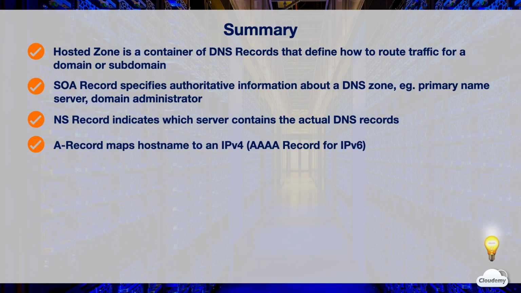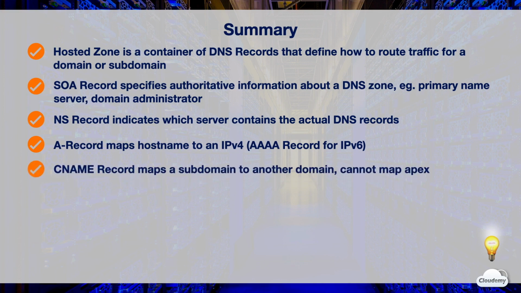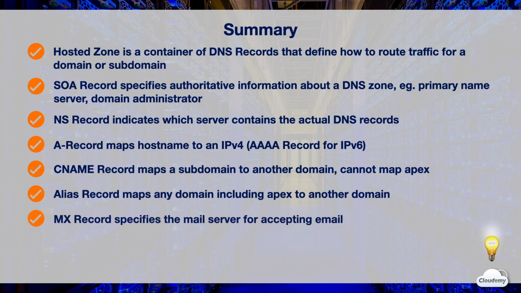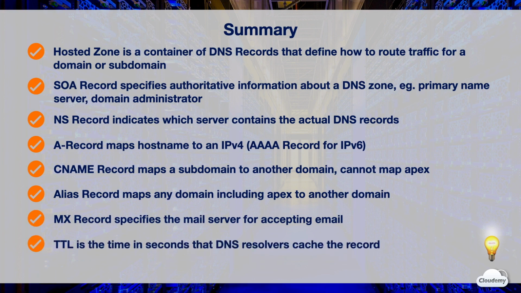The A record is used to map the host name to an IPv4 address, and the quad A record is for IPv6 address. The CNAME record is used to map a subdomain to another domain. However, you cannot use CNAME to map a domain apex to another domain. The alias record is a virtual record that can map any domain, including domain apex to another domain. The MX record specifies the mail server that is responsible for accepting email messages on behalf of a domain. TTL is the time in seconds, which specifies how long DNS resolvers cache the DNS record before submitting another DNS query. Okay, that's all for DNS.